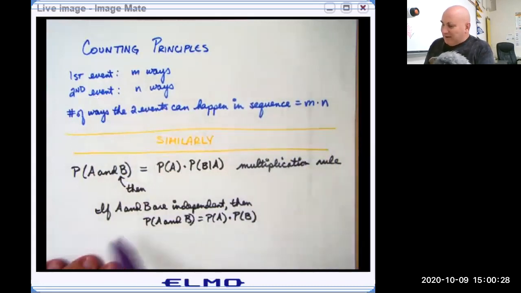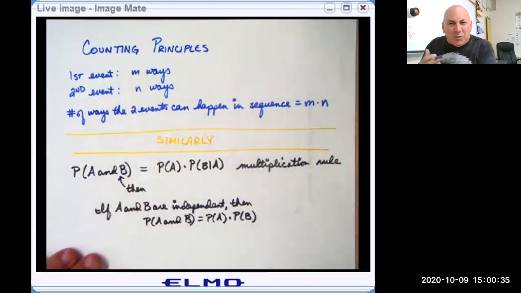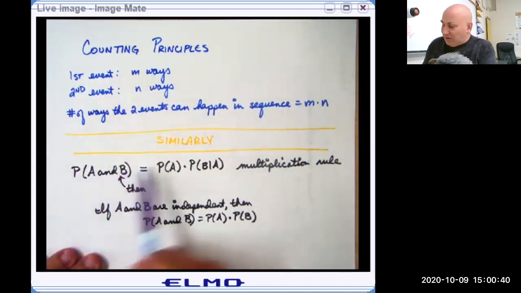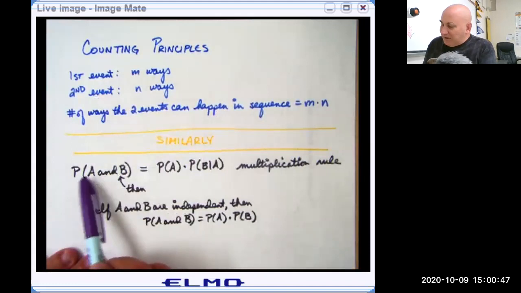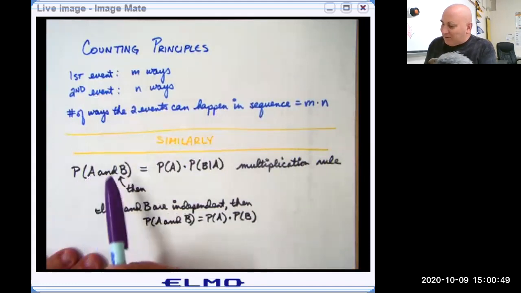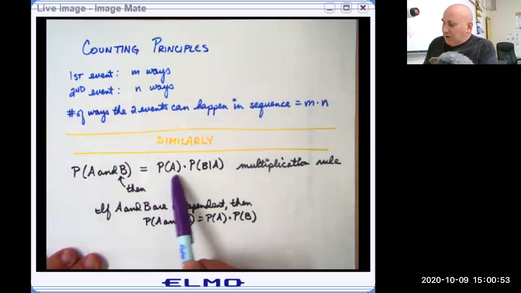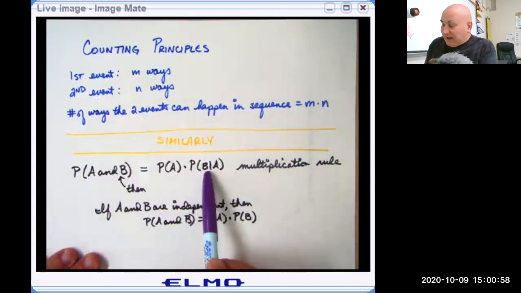Similarly, you can think of P of A and B, the probability that A and B occurred. One way of thinking about it is the probability of A and then B occurring, happening in sequence. You multiply the probabilities together. So the probability that A and then B occurs is the probability that A occurs, and then the probability of B occurring given that A has already occurred.